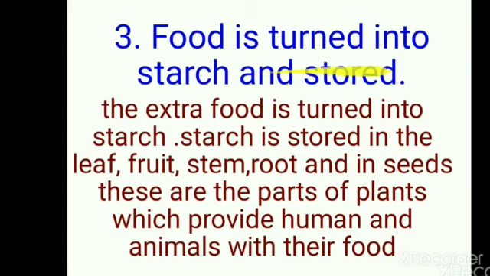Food is turned into starch and stored. Okay, the extra food is turned into starch. The starch is stored in the leaf, fruit, stem, root and in seeds. These are the parts of plants which provide humans and animals with their food.